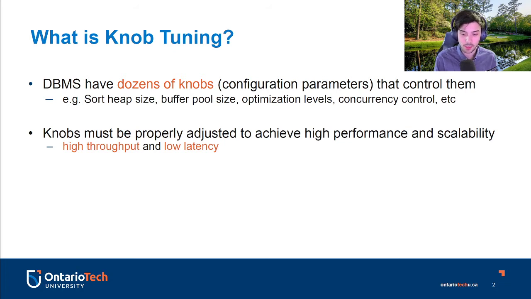pool size. Other knobs might be pertaining to different levels of optimization for the query optimizer. Some might control concurrency and degrees of parallelism. And there's much more. And all these knobs must be properly adjusted to achieve high performance and scalability. And this is usually measured in high throughput and low latency. So effectively, we must adjust these knobs to maximize the performance that the database management system can achieve.